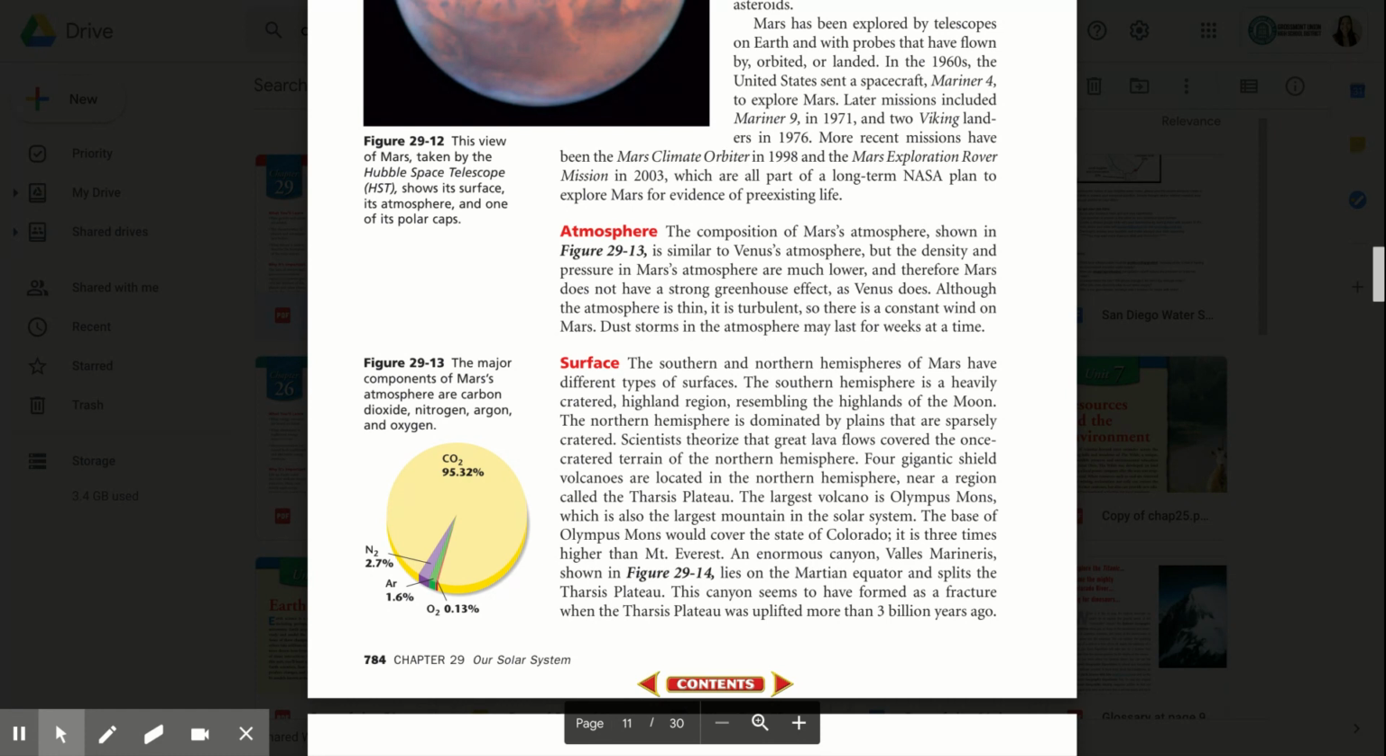Atmosphere. The composition of Mars' atmosphere, shown in Figure 29.13, is similar to Venus's atmosphere, but the density and pressure in Mars' atmosphere are much lower, and therefore Mars does not have a strong greenhouse effect as Venus does. Although the atmosphere is thin, it is turbulent, so there is constant wind on Mars. Most storms in the atmosphere may last for weeks at a time.